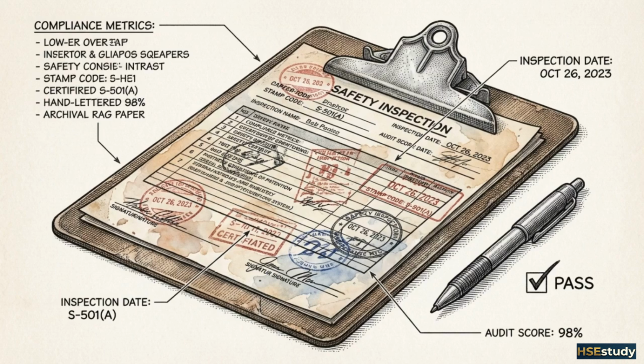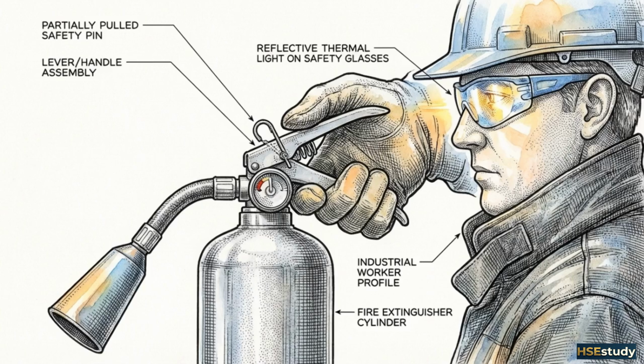To kill a fire, you must remove a side. Each extinguisher provides a surgical strike against the physics of combustion. Every compliance rule, maintenance check, and OSHA mandate exists specifically to guarantee that these precise chemical tools deploy flawlessly when a worker faces an ignition event.